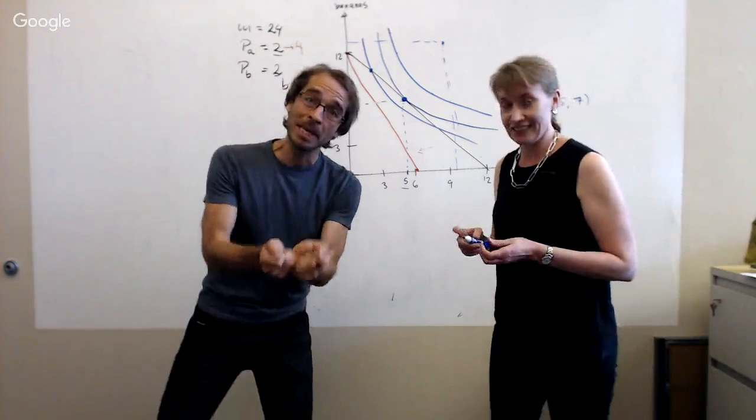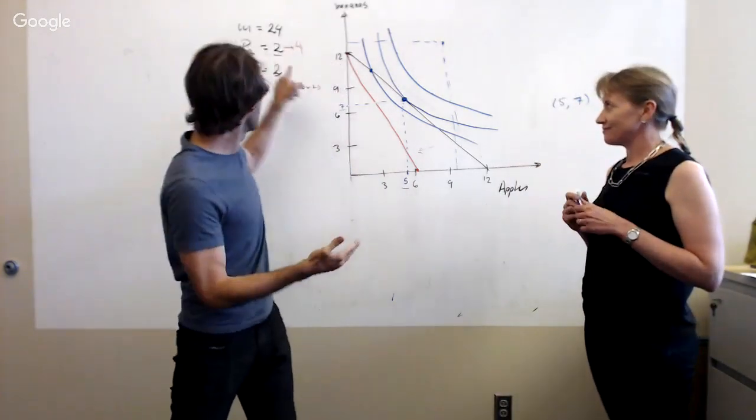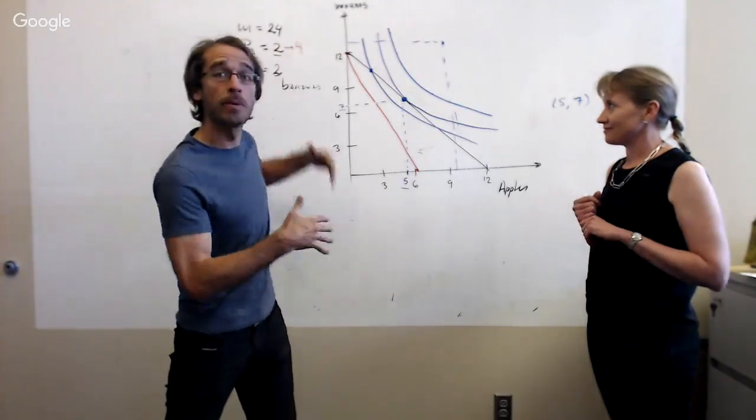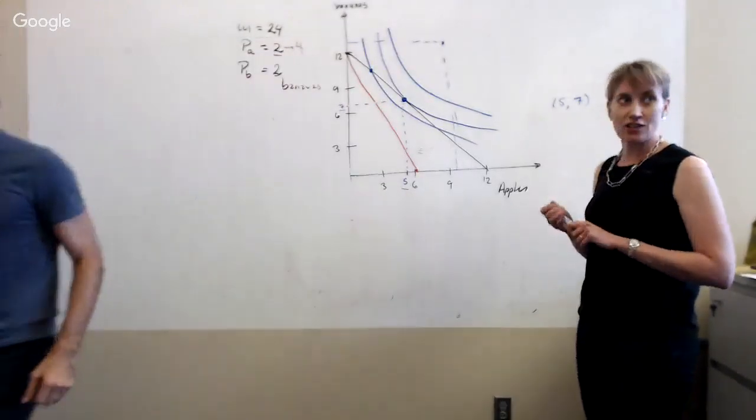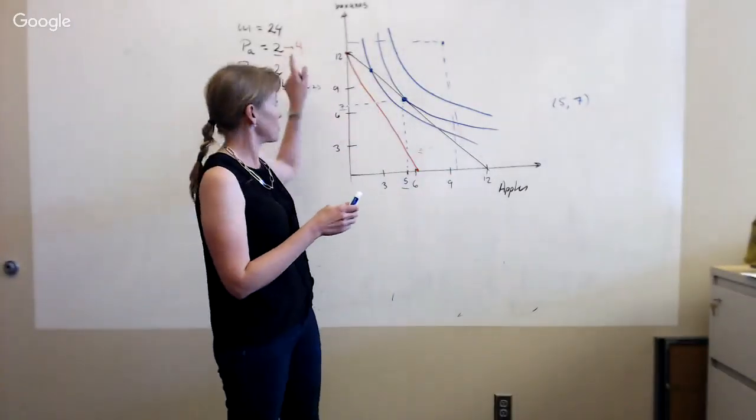Thank you. We're going to repeat this process with multiple budget constraints as we change the price of apples, and we're going to see what happens. All right. So now let's change the price of apples. The price of apples goes from 2 to 4.